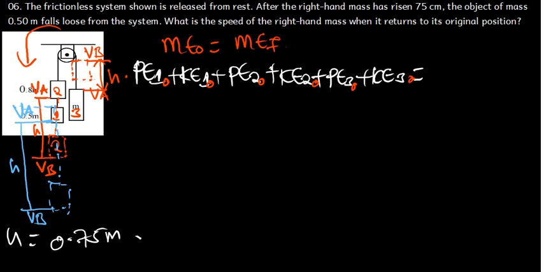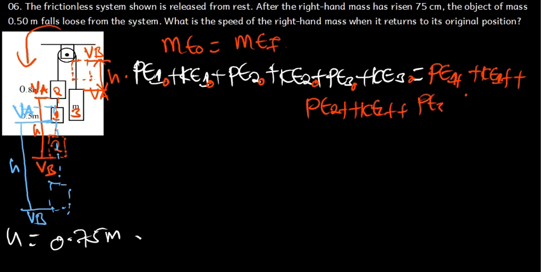This has to be equal to the same thing, but it's going to be the final now. So we're going to have the potential energy of 1, which is final, plus the kinetic energy of 1, which is final, plus the potential energy of 2 final, plus kinetic energy of 2 final, plus potential energy of 3 final, plus kinetic energy of 3 final.